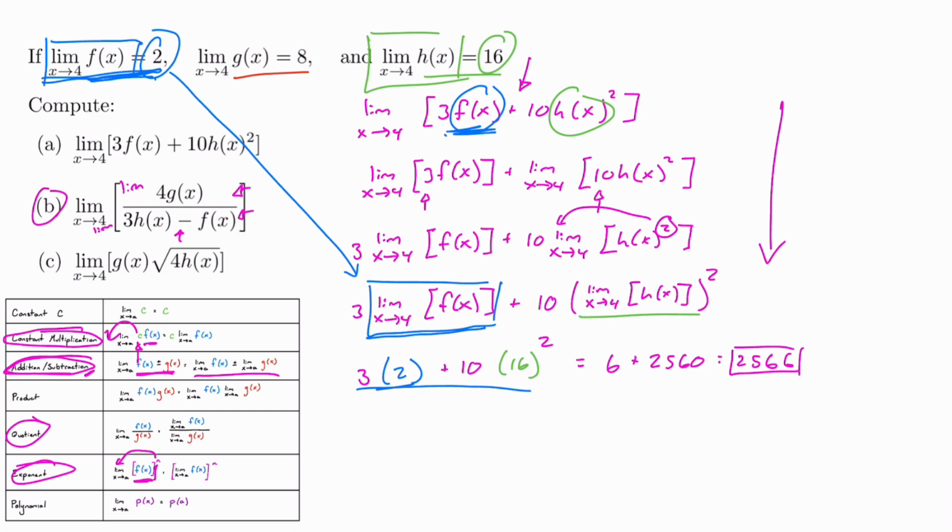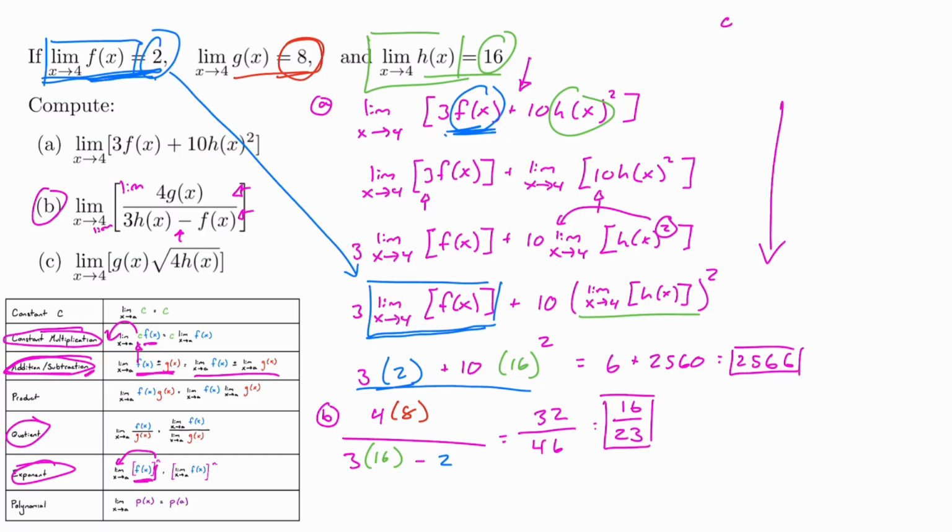So let's go ahead and do that for B. Let's label this as A. For B, we're going to do the same thing. So we've got 4 times g of x. Let's go ahead and plug in what g of x equals right away. So that's going to be 8. And this is divided by 3 times h of x, which is 16, minus f of x, which is 2. And now let's go ahead and solve. We get 4 times 8 is 32. 3 times 16 is 48, minus 2 is 46. So we can go ahead and simplify this down to 16 over 23.